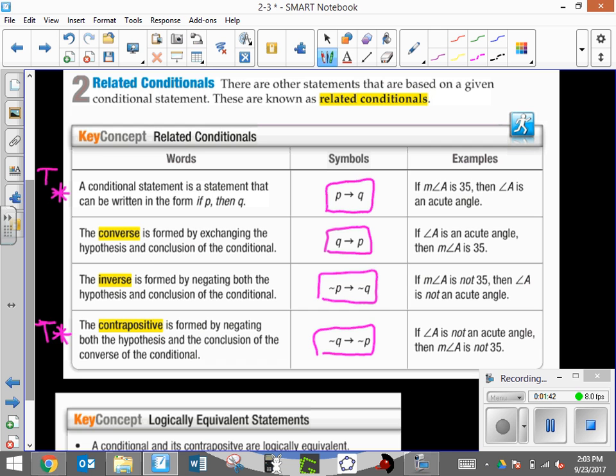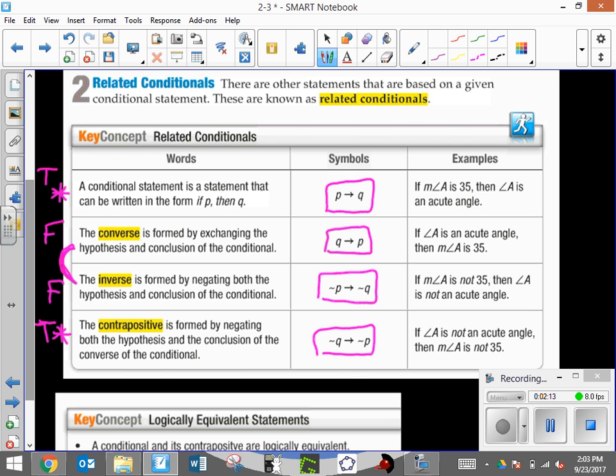And the same idea goes for converse and inverse. If you can tell me the truth value of one of them, then you know the truth value of the other one. These 2 will have the same truth value. So if you, say for example, call the converse false, then the inverse is also going to be false. Okay, when we do change the order of these things, our truth values can change. Not all the time, but they can change at times.